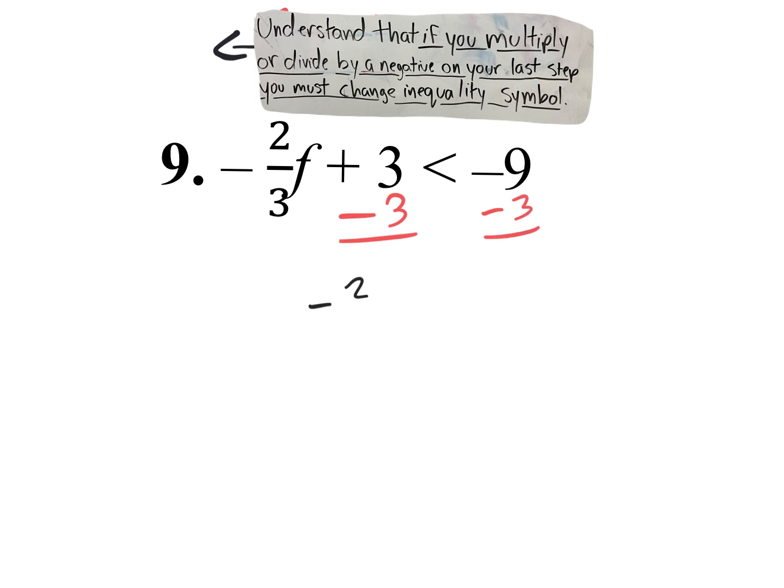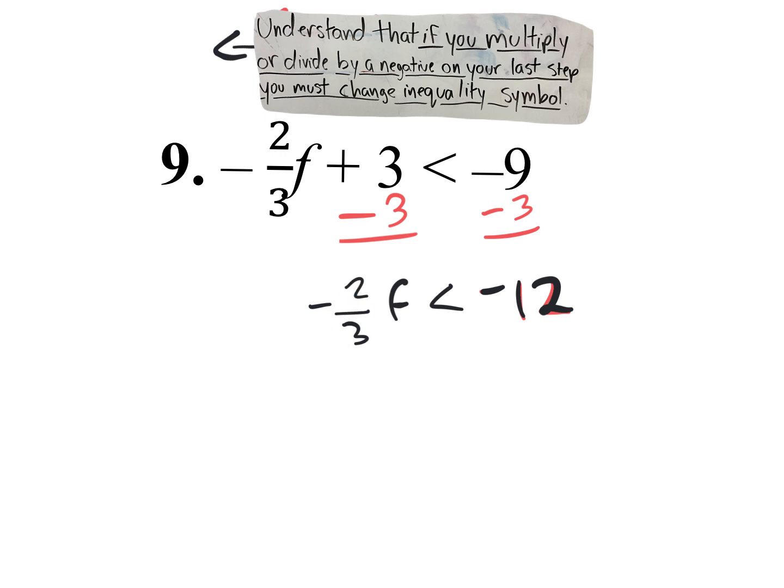Rewrite the whole thing. Negative 2/3 f is less than, and negative 9 minus 3, you owe $9, you owe $3. You're going to owe $12 altogether. You keep it color coordinated, everything black. Okay, so now at this point, you want to get rid of this fraction. You could technically divide by the entire fraction, which would be multiplying by the reciprocal, but I think that might confuse some people. Let's just keep it simple.